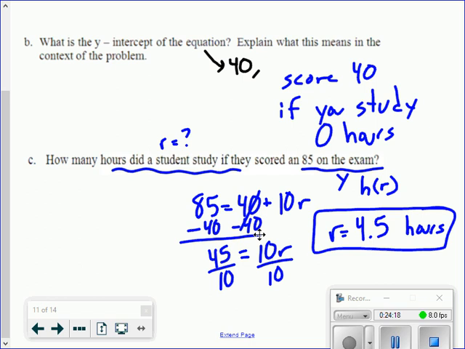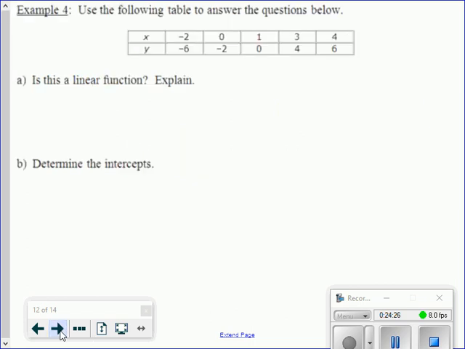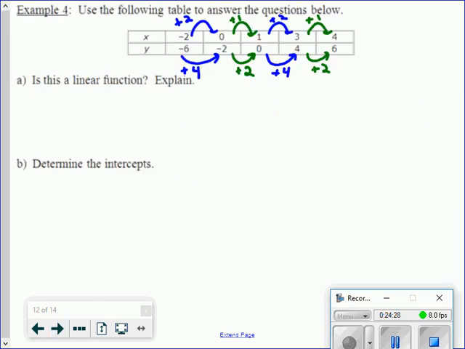So the last question is asking us if this is a linear function or not, and then to determine the intercepts. So please study the table and determine if you think it is or is not. All right, so there's a couple different ways they might catch you in this problem. The x values aren't increasing by the same amount, so don't just look at the y values. So I had 2 instances where the x values increased by 2.